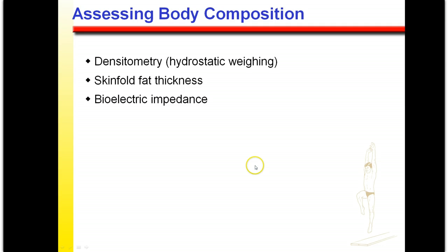Okay, let's pick up where we left off here on assessing body composition. So we're going to go over three different methods. We're going to go over densitometry, skin fold thickness, and biological impedance analysis.